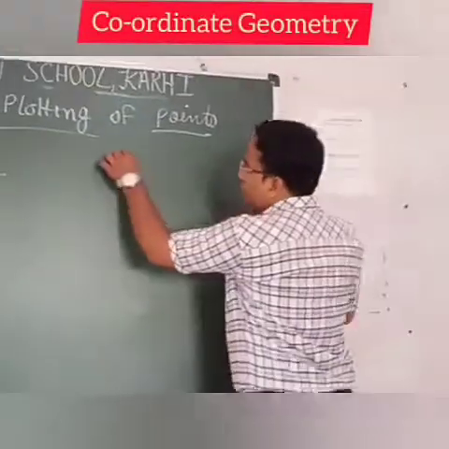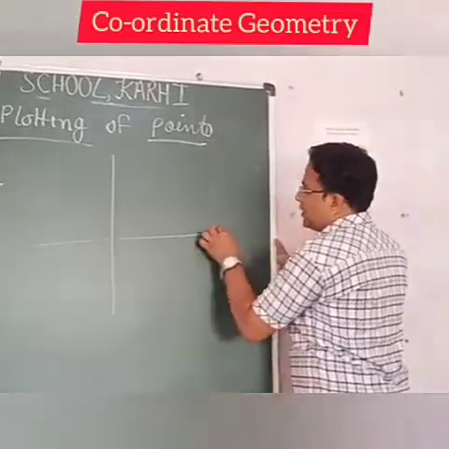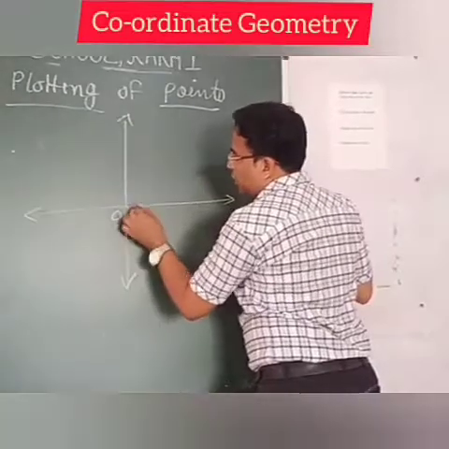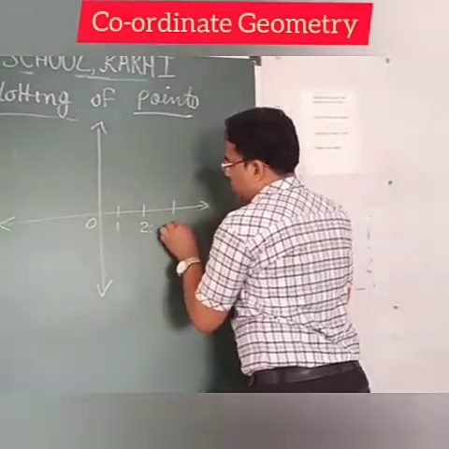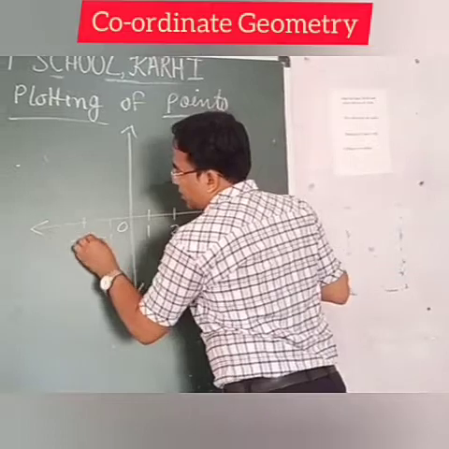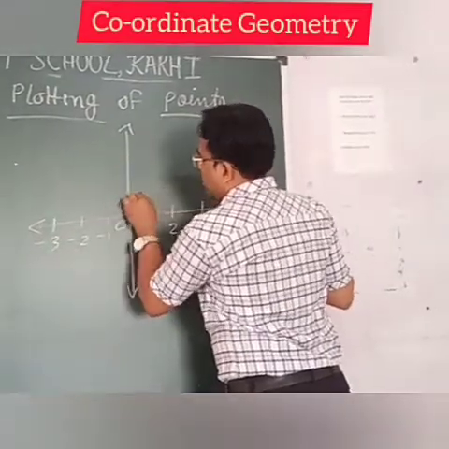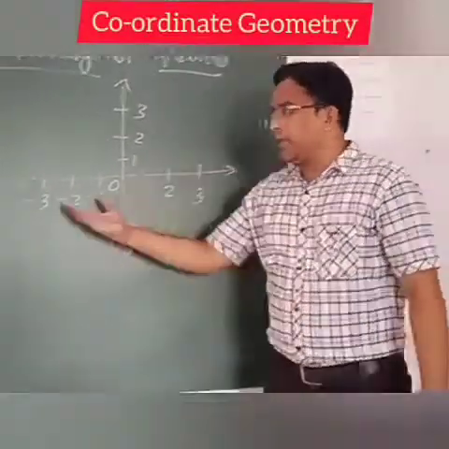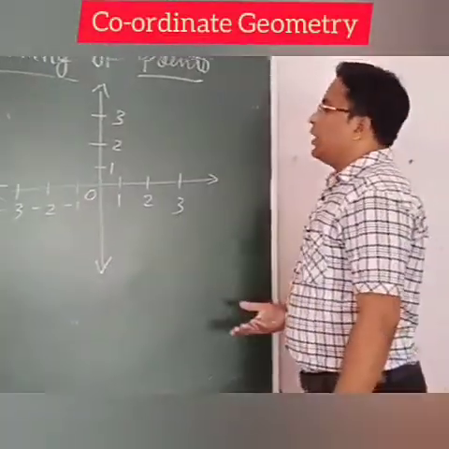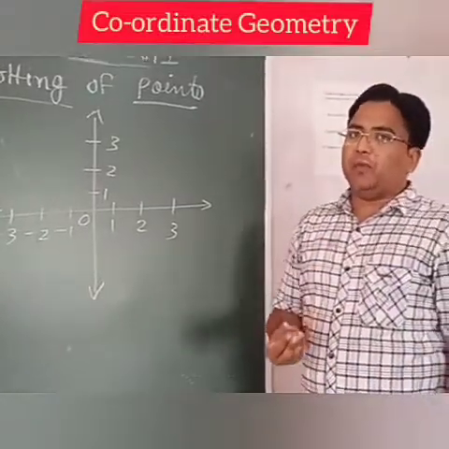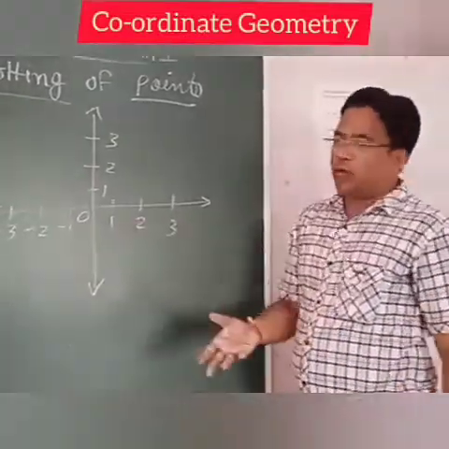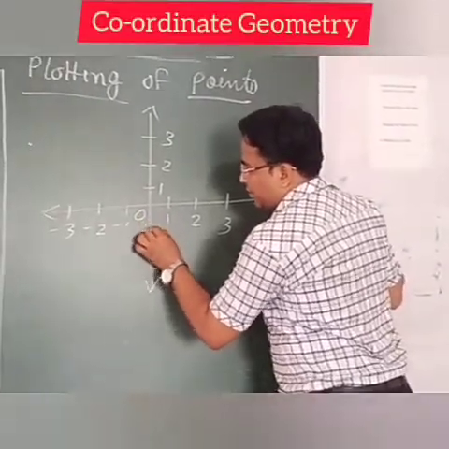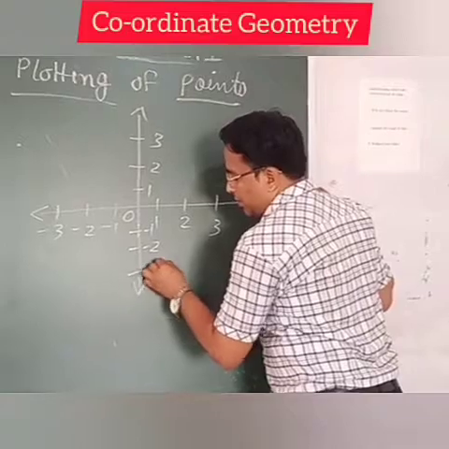Okay. So let's see, we are going to discuss some of the points which we need to plot. It is 0, origin, 1, 2, 3, -1, -2, -3, 1, 2. It is not required कि अगर मैं यहाँ 3 तक हूँ तो उधर भी 3 तक जाना है. It is up to you. It depends on the point which we have to plot. It is not specific. -1, -2, -3.